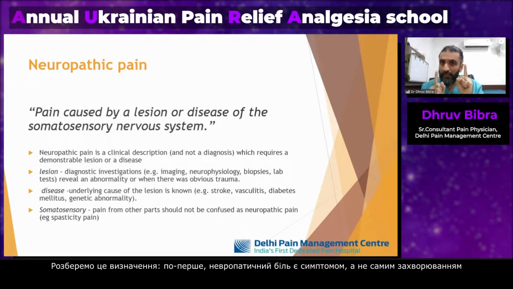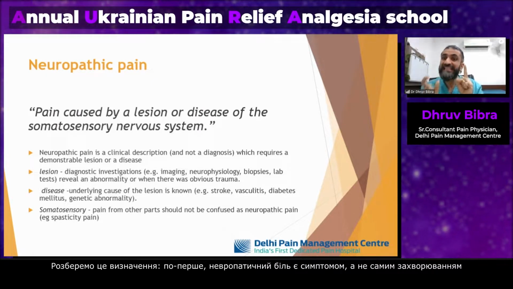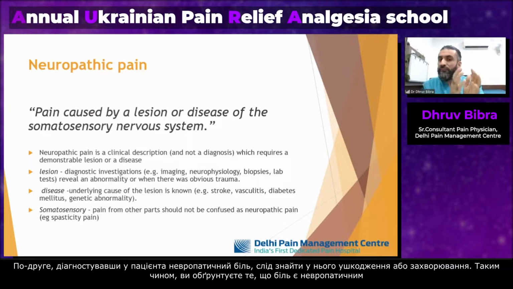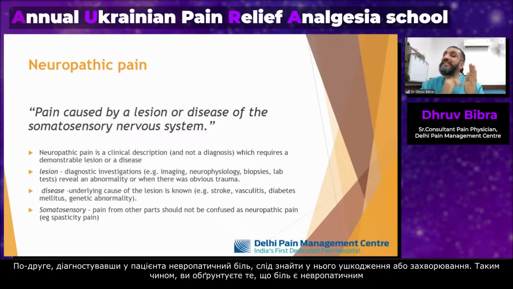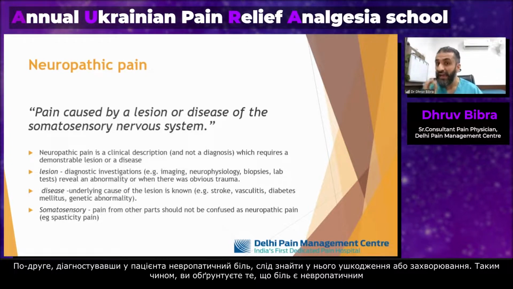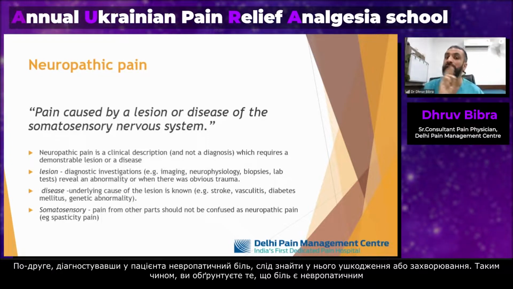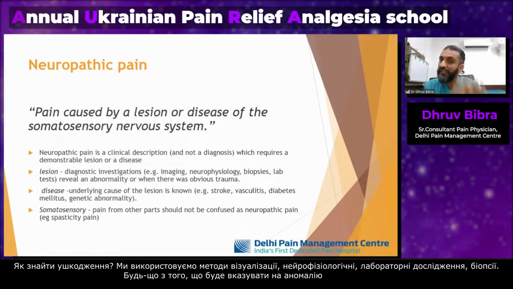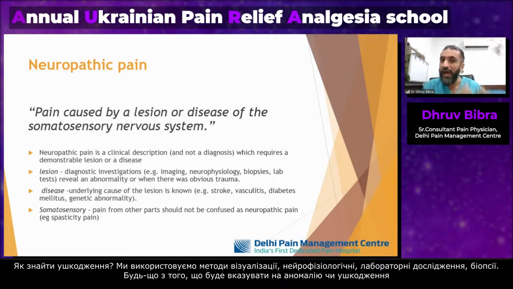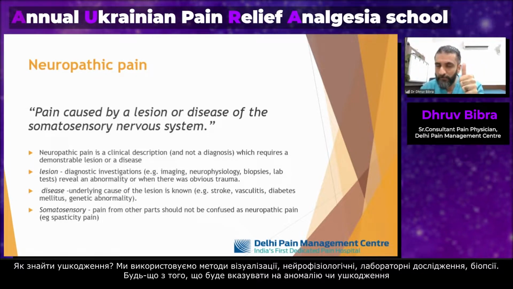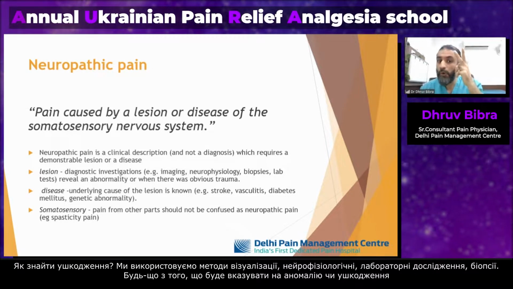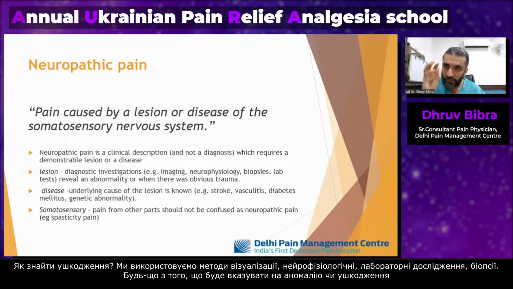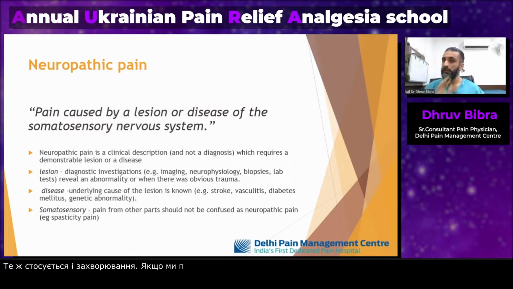First, neuropathic pain is a symptom, not a disease. Second, if we have to diagnose that the patient is suffering from neuropathic pain, we have to find out the lesion or the disease which will justify that neuropathic pain. Now, how do we diagnose that lesion? We diagnose that lesion by means of imaging, neurophysiological studies, laboratory studies, biopsies, anything which will reveal that anomaly or that lesion. The same goes with the disease.